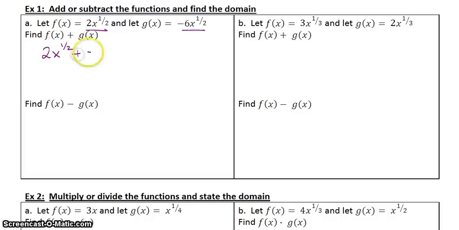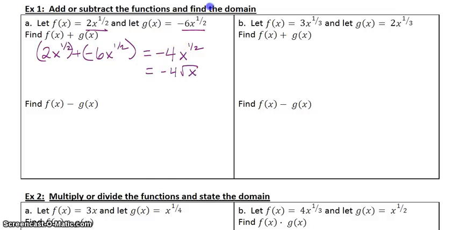Here's two examples. When it says find f of x plus g of x, we're actually just going to literally add these. And this is where your exponent knowledge comes in from section 7.1 and 7.2. So we're just going to add it. That's it. These have the same variable, same base, same exponent. 2 plus negative 6 is negative 4. And then one thing you should think about, this would be the correct answer, but also remember a 1/2 power is the square root of x.